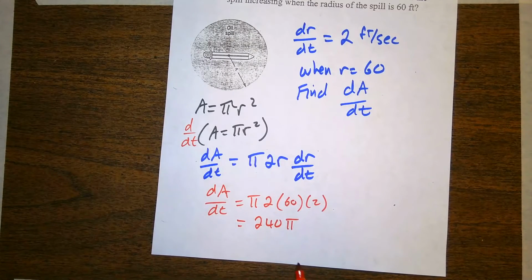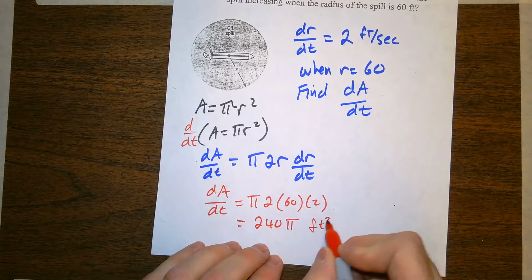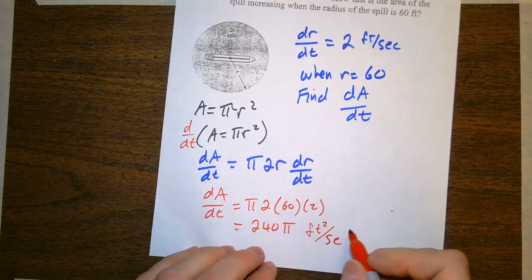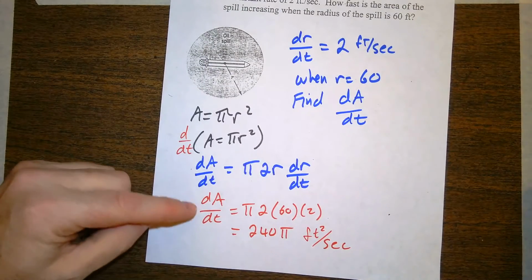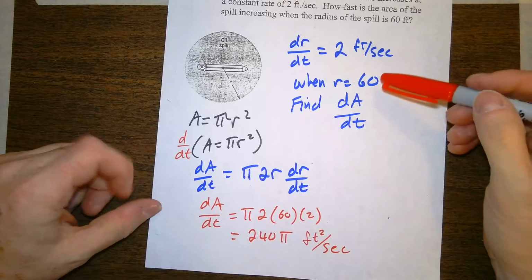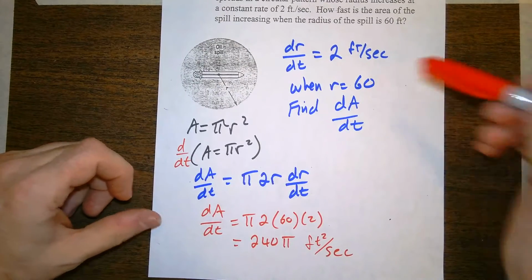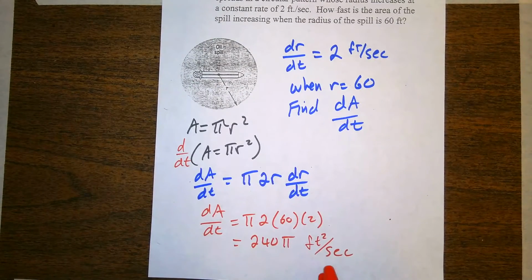And it's worthwhile looking at what exactly are the units here. This is the change in area over time. Area is square feet per second. So the change in the area when the radius is 60 is 240 pi square feet per second. That's how the area of the oil spill is changing as a function of time.